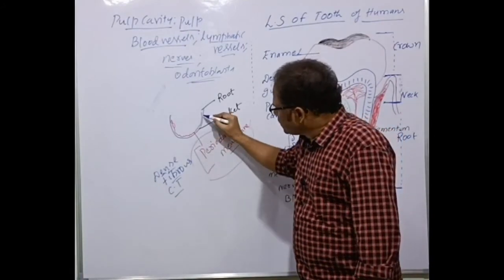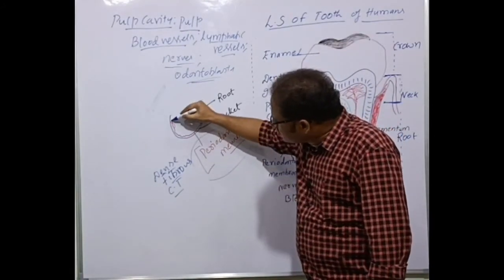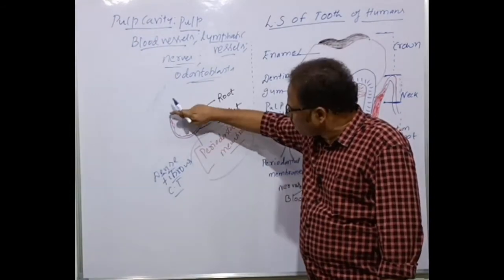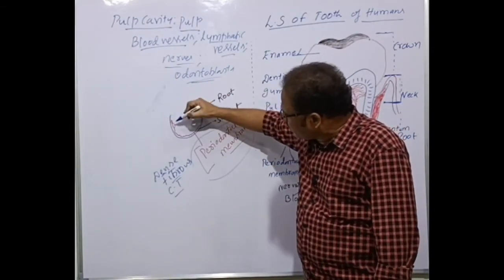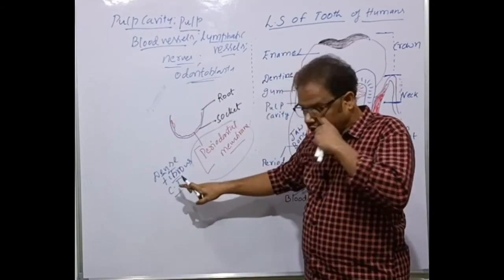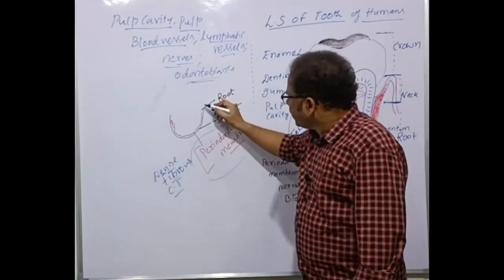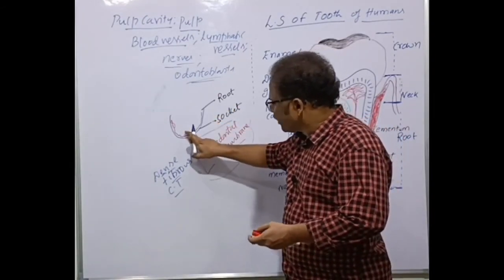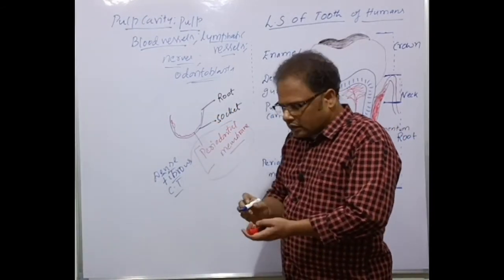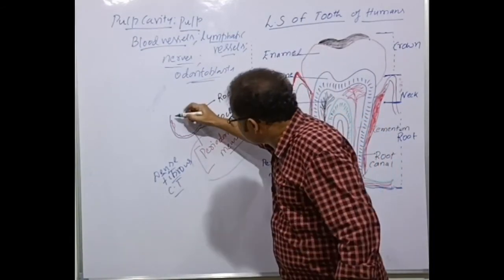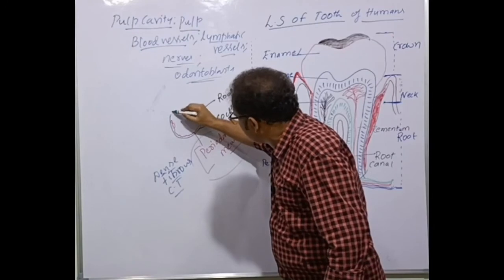Where is it present? The periodontal membrane covers the socket. This red structure I have drawn is the periodontal membrane. The depression is the socket. It is a dense fibrous connective tissue. And here is the root. The root and the periodontal membrane are both covered by another very important structure.